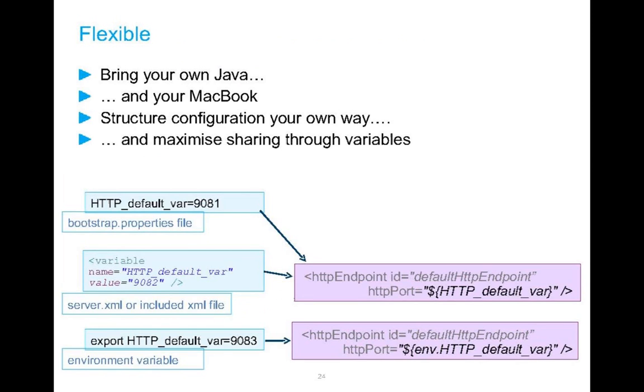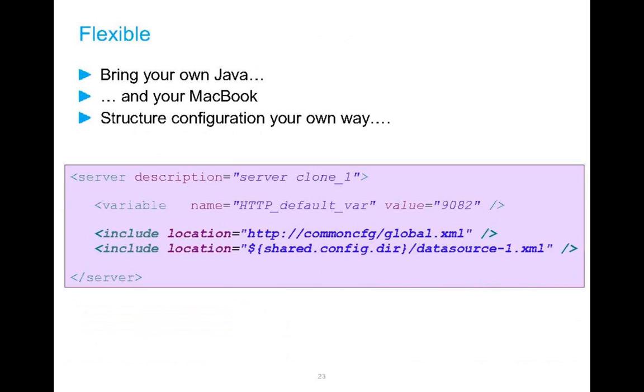Yeah, you can structure configuration your own way. So what does this mean? This means that you have a single server.xml, but you can include snippets. You can have different snippets, say for configuration of data sources. You can have a separate XML for data sources if you want. You can have a separate section for, say, common configuration and separate ones for resource adapters and so on.